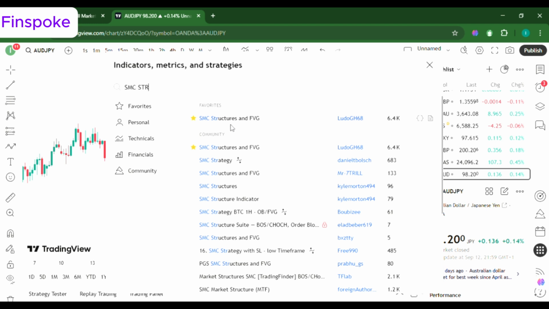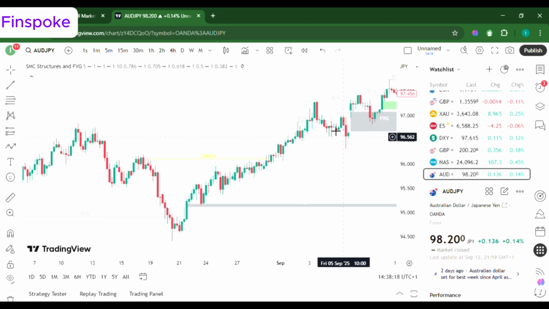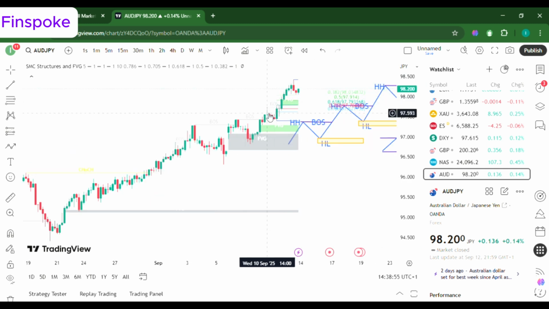You search for SMC structures and the fair value gap. This is it. The moment you click on it, it will appear on your chart. Look at it. This indicator is on your chart and you are trading. Once the character of the market changes, it will show you with this yellow line. This is the 4-hour time frame.